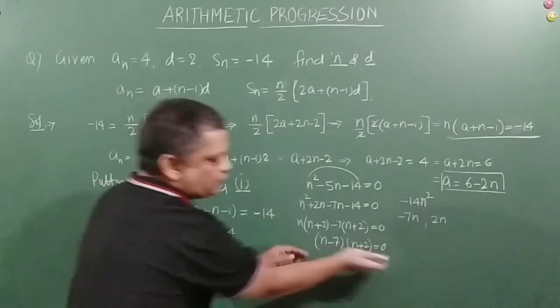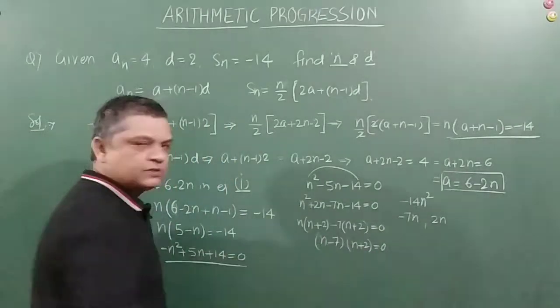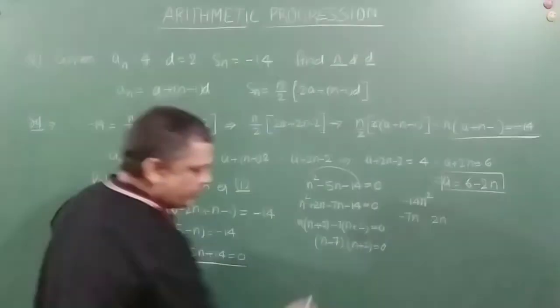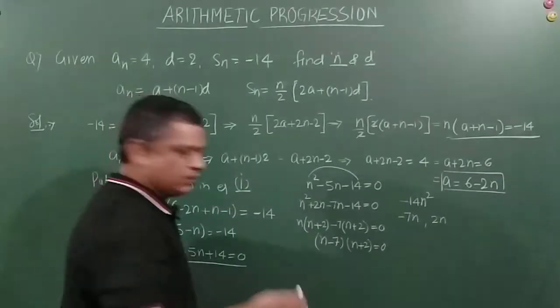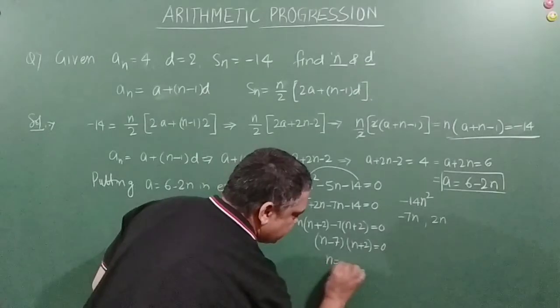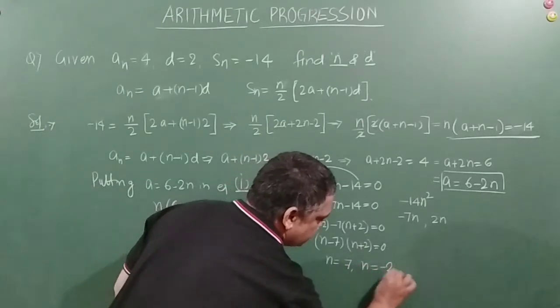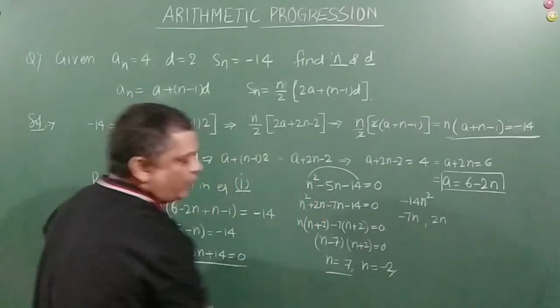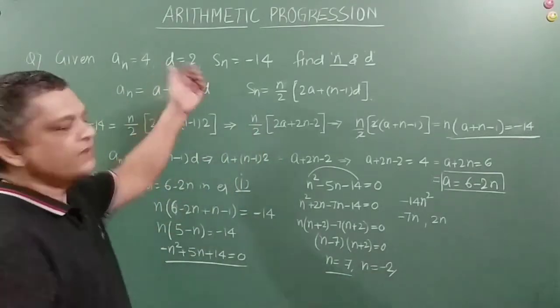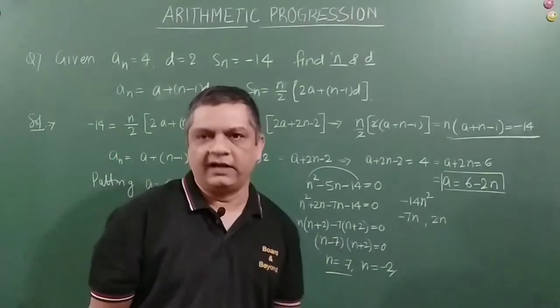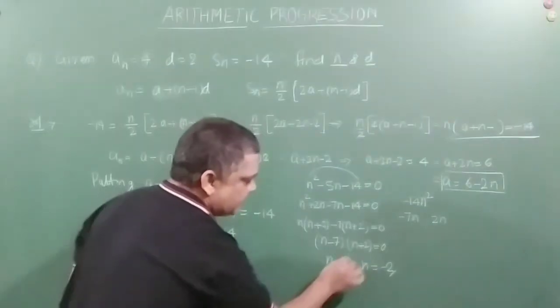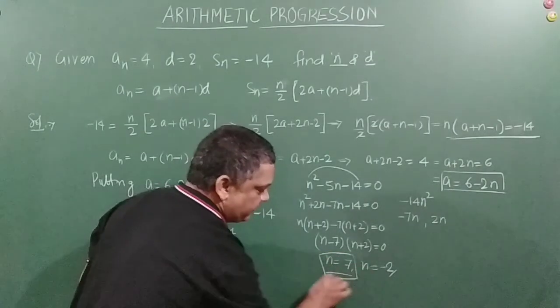So the product of these two terms is 0. That means either of them is 0 or both of them are zeros, right? So basically equating one by one to 0, n is equal to either 7 or n is equal to minus 2, right? So what is n, friends? n is the number of terms. So number of terms cannot be a negative value, right? So we will consider n is equal to 7 and move forward.